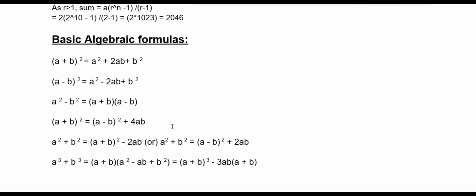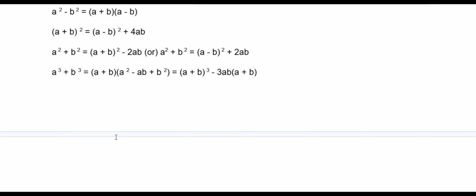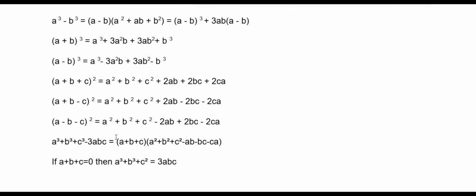Okay, now let's see the basic algebraic formulas. These we have all been seeing from childhood. (A plus b) whole square is equal to a square plus 2ab plus b square. (A minus b) whole square is equal to a square minus 2ab plus b square. A square minus b square is equal to (a plus b)(a minus b). And there are some more you can check out. And this is an important one. Generally every time we get questions from these two particular formulas.